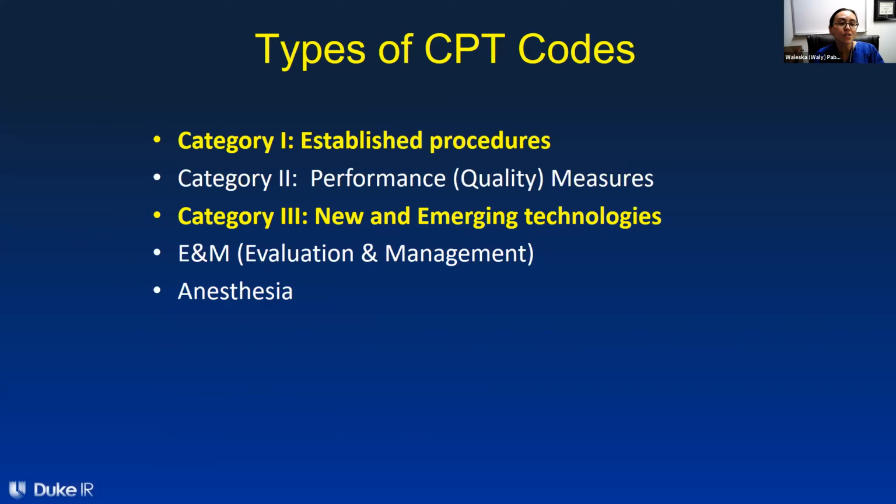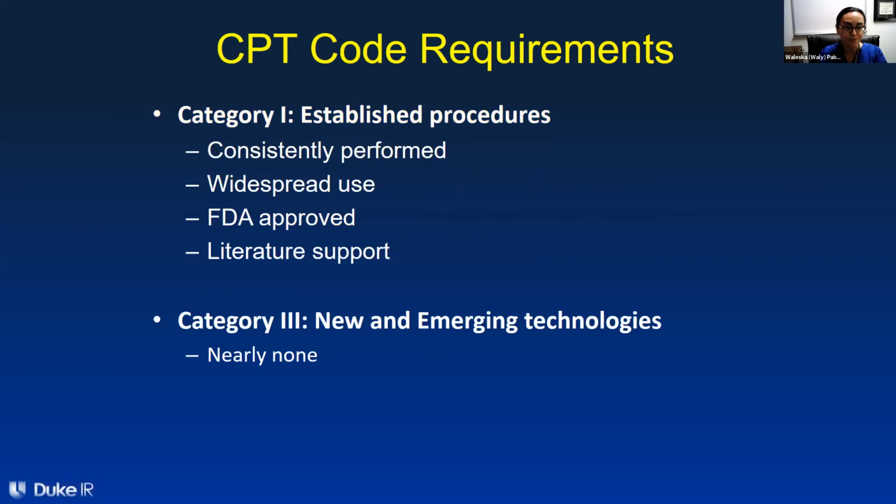Now, this is very important to understand: there are different types of CPT codes. I mentioned that there are different types of applications. That's because there are different types of CPT codes. They're listed here. The ones that we use most frequently are Category 1 and Category 3 codes. Category 1 codes are the established procedures. Category 3 codes are the new and emerging technologies. More and more interventional radiologists are using E&M codes because our clinics are growing. But when we are reporting the services that we're providing through procedures, it's mostly Category 1 and Category 3 codes.